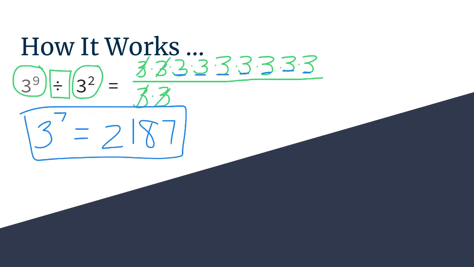Now I'm sure some of you are catching on to this exponent rule, so let's look at it. If I have a monomial with the same base, keep your base. And when you're dividing, subtract your exponents. 9 minus 2 made 7.